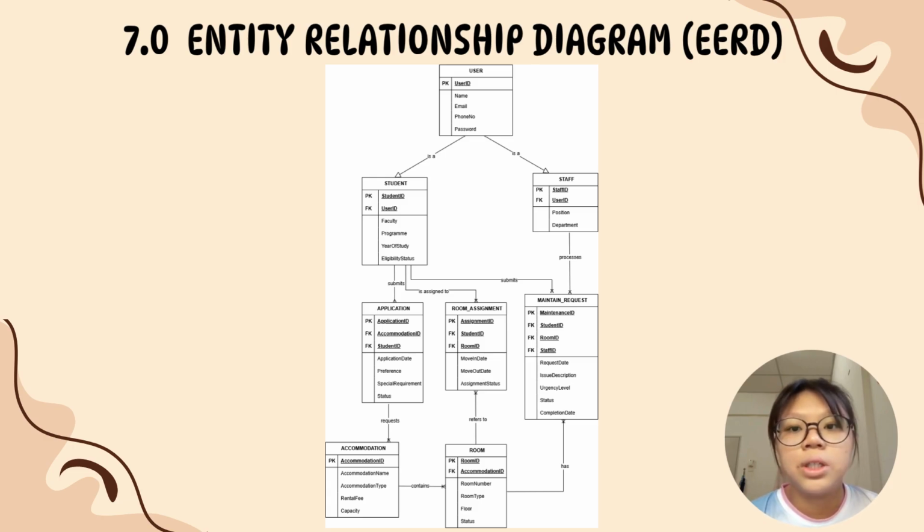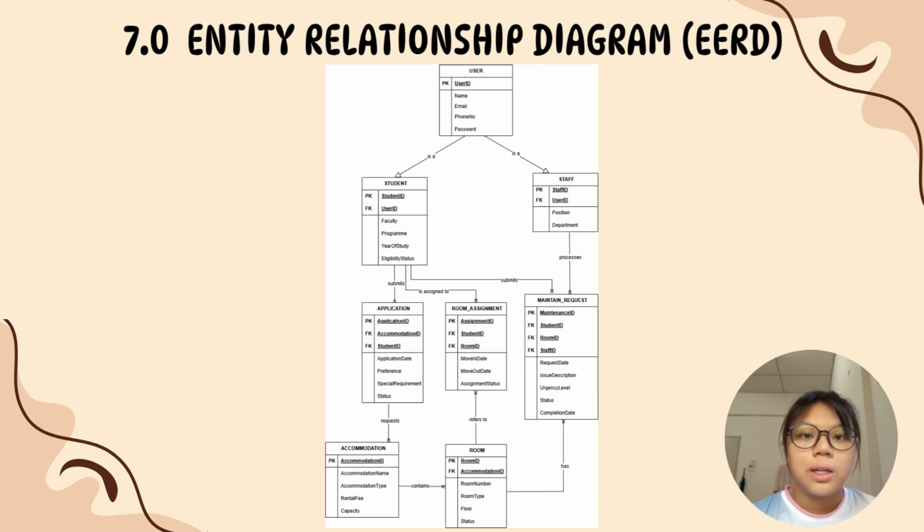Students can submit accommodation applications. Each application records the student's accommodation preference, any special requirements, and its current status. Every application is linked to one student and one accommodation. The accommodation entity stores information about each accommodation building, while the room entity stores details of individual rooms. One accommodation can contain many rooms.